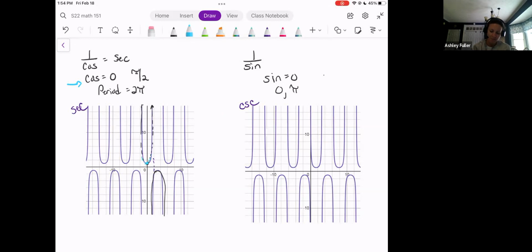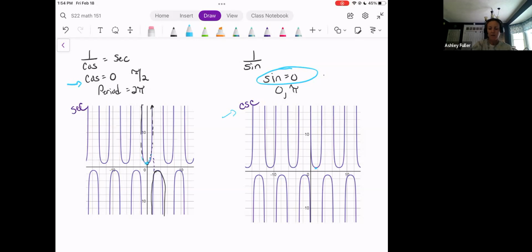When x is 0, we know that 1 divided by 1 is 1, and then it reaches infinity in either direction. Cosecant is going to have those asymptotes again where sine is 0, and we see that it is 1 over sine. Notice how this shifts off of that point of 0.